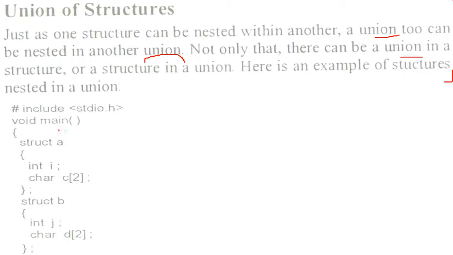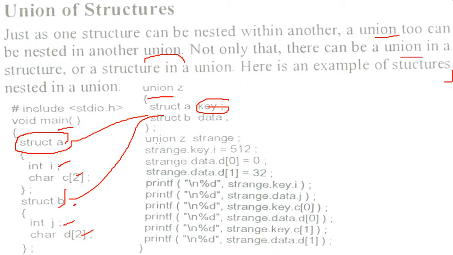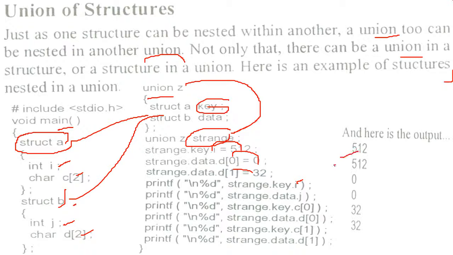So, we have a structure here. We have a structure A, structure B. In this, similar items we have given with different names. Now we have a union. In this union we have taken the structure A variable as key and the structure B variable as data. Now we have made a variable of this union, which is string. Now we can assign the value like this, and if you print it, you get the proper values like this: 512, 512, 00, 32, 32, right?